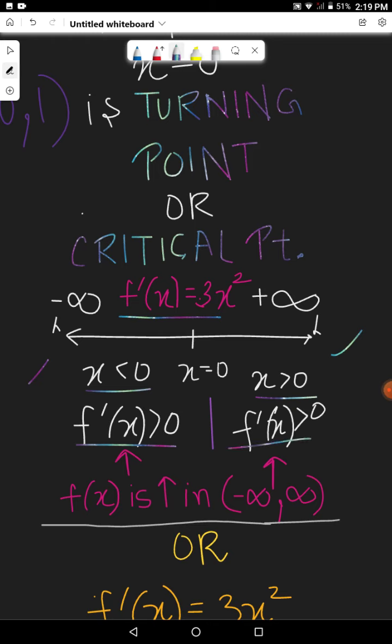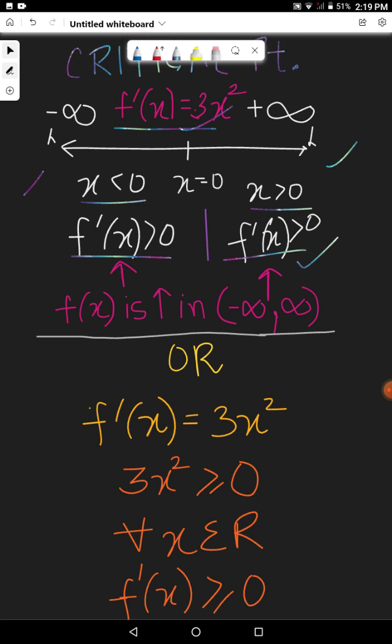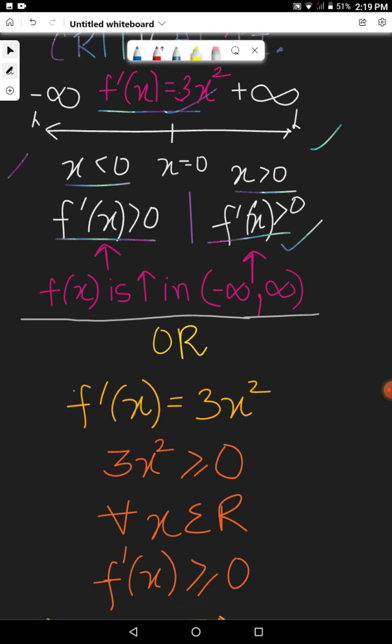And here also, if we put the value of x as positive, a positive square will be positive. So the sign of f dash x here also is positive. Now, from this, what inference can we draw? We can say that f of x is increasing in the interval minus infinity comma infinity.